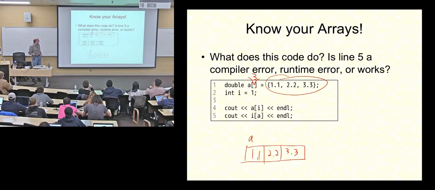Is line 5 going to end up being a compiler error? Is it going to be a runtime error? Or is it going to work? And by working, I mean no seg fault, Valgrind wouldn't complain about it. It runs and gives output. All right, think about this for a minute. Talk to your neighbors, and I'll give you a hint in a minute.